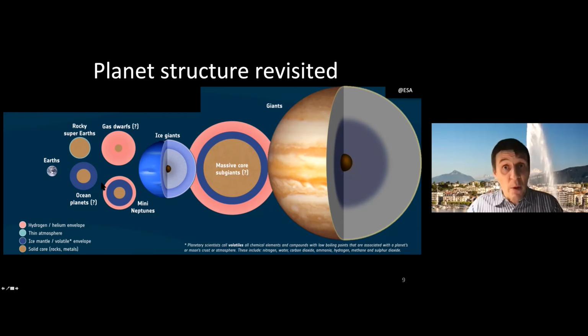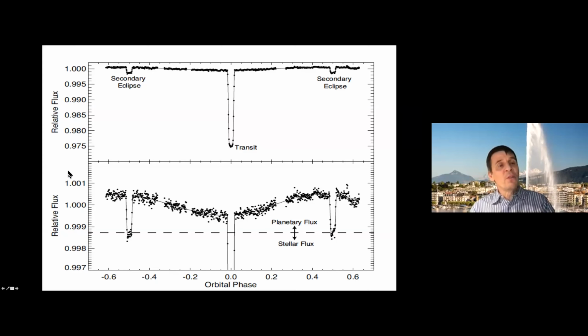So this is the true revolution. We have changed the perspective. We are one amongst many. And of course, we would love to find a twin to understand how likely we can compare. So how are we going to make progress on that? We're going to use a light curve.